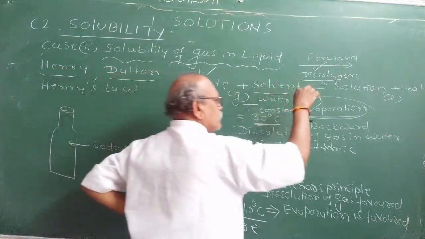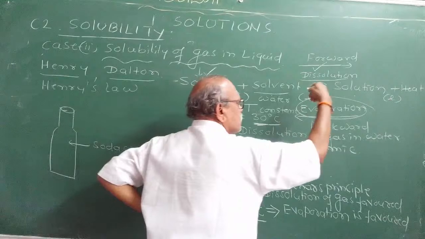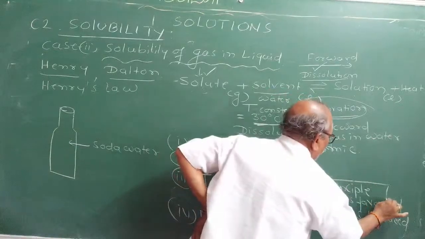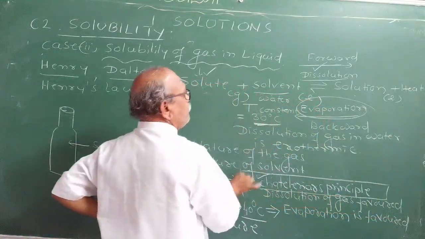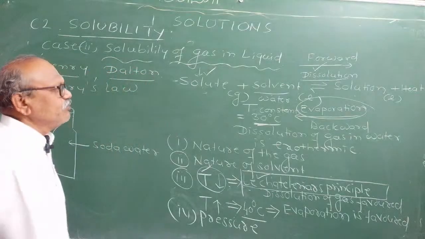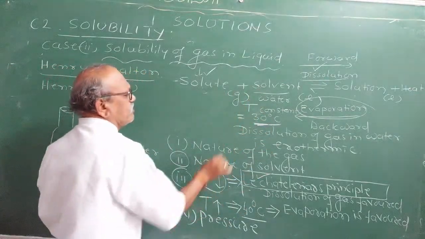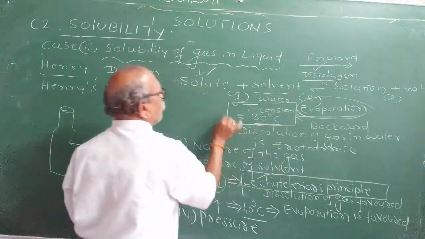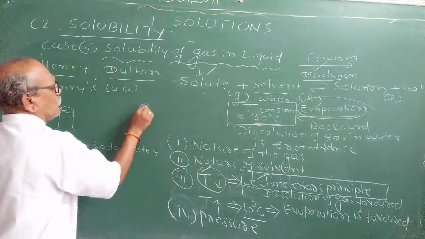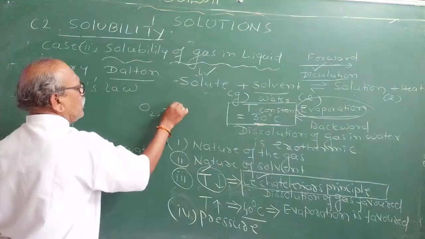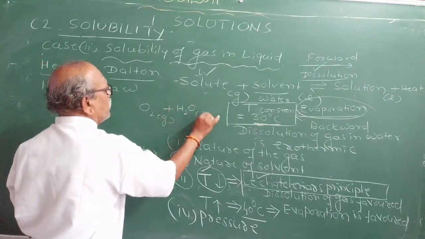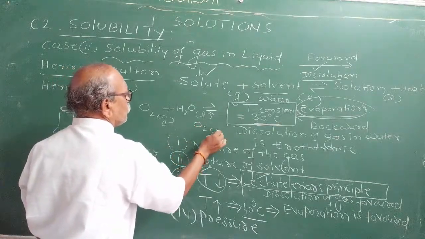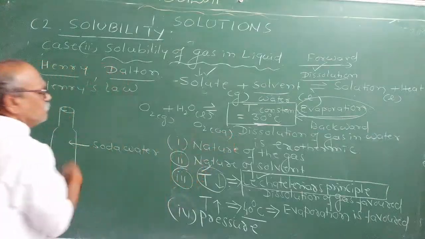So therefore, the forward reaction will be exothermic. What Le Chatelier's principle tells us is that whenever an equilibrium system is disturbed, it will again try to attain the equilibrium state. Suppose we take the dissolution of oxygen gas in water, where oxygen gas and oxygen dissolved in water are in equilibrium.